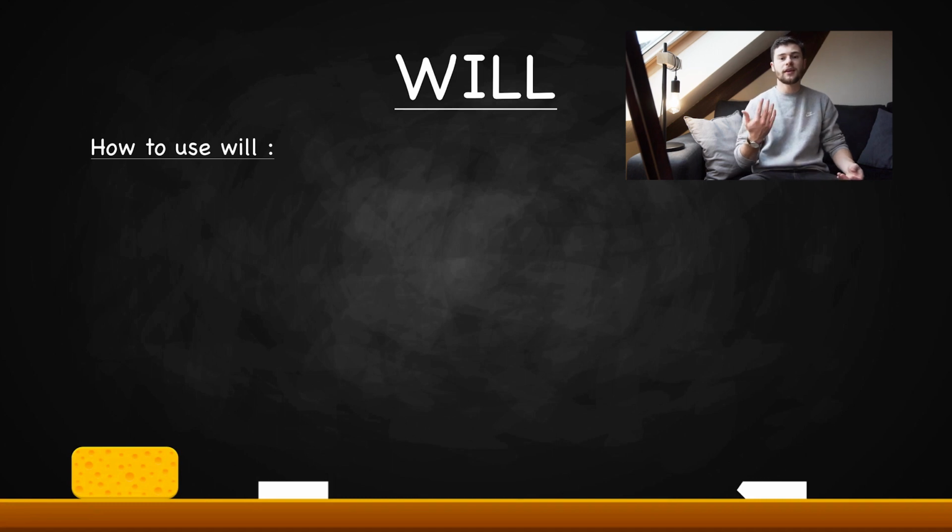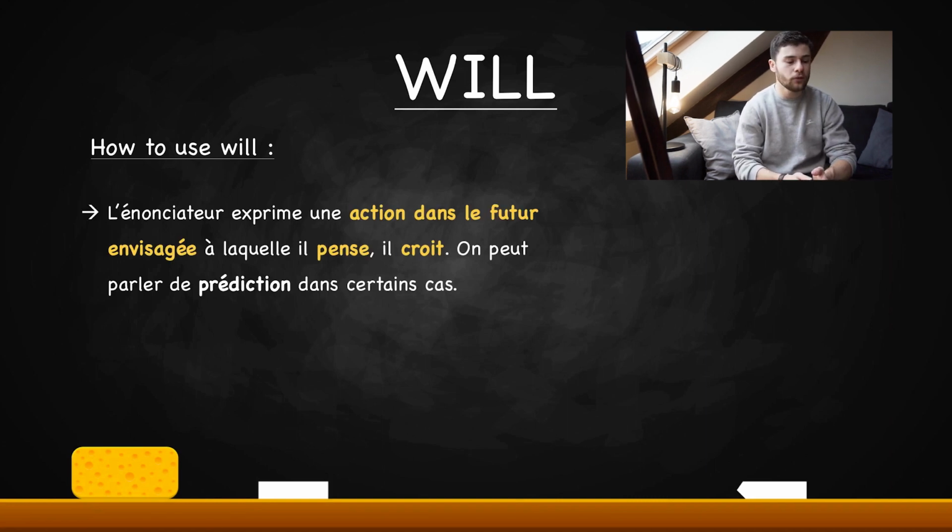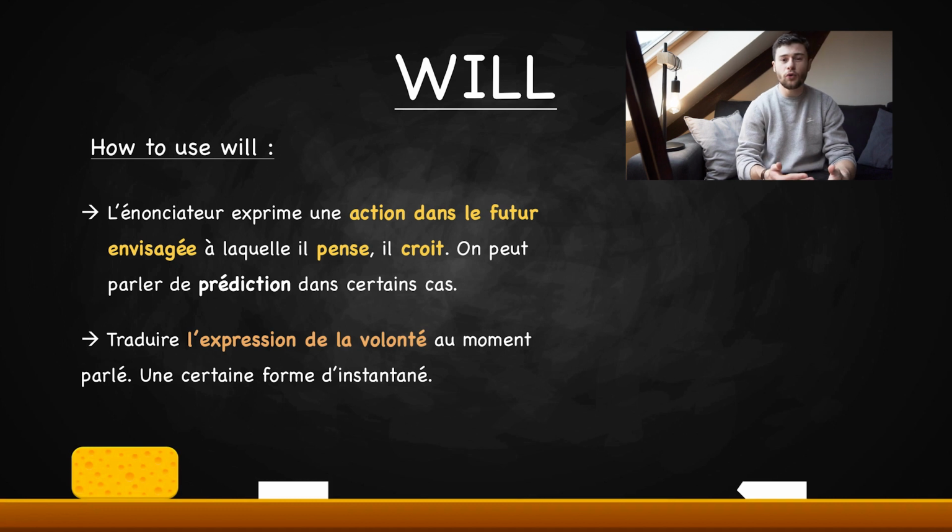Let's continue with how to use will. Okay, I'll do this one in French so that it's easier to understand and to contrast with the use of be going to. With will, l'énonciateur exprime une action dans le futur qui est envisagée, à laquelle il croit, à laquelle il pense. On peut parler de prédiction dans certains cas. Une deuxième caractéristique de will est cette expression de la volonté au moment de parler. On peut aussi voir transparaître dans certains énoncés que je vais pouvoir vous présenter une certaine forme d'instantané.